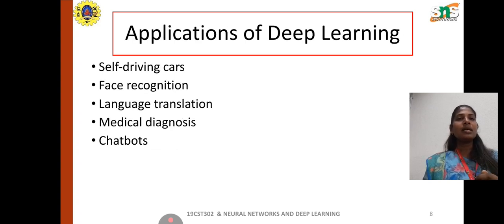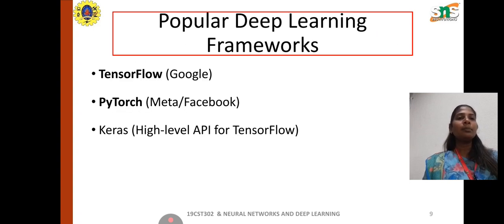The next one is applications of deep learning: self-driving cars, face recognition, language translation, medical diagnosis, and chatbots. Then the popular deep learning frameworks are TensorFlow, which is used by Google, PyTorch, which is used by Meta and Facebook, and Keras, a high-level application program interface for TensorFlow.